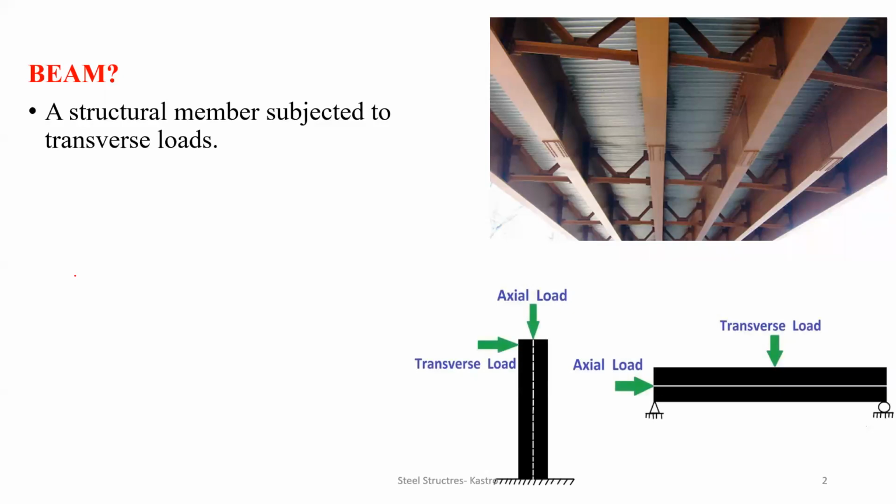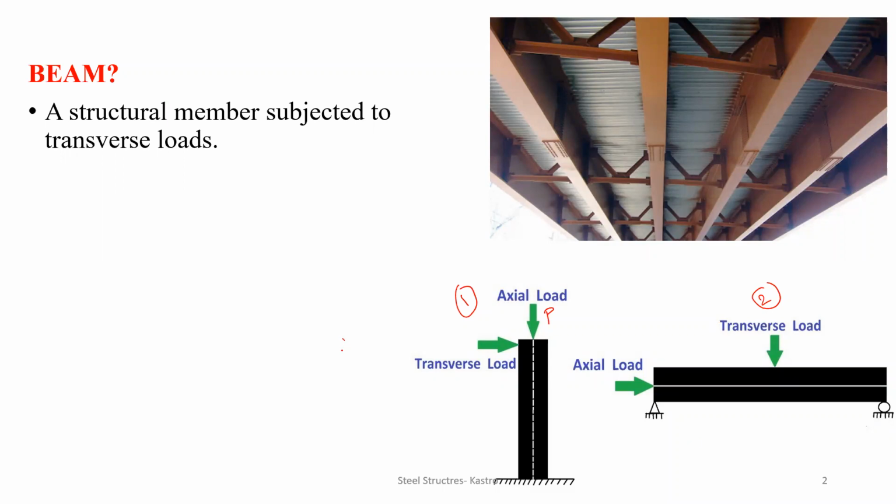You can see that very clearly in this figure. Consider this as figure 1 and this as figure 2. In figure 1, a column member is there, the thick one, and you have the neutral axis or the centroidal axis, represented by the dotted line. When a load P is passing through the centroidal axis or the center of gravity of the section, it is called an axial load. And the same load, when it comes onto the member perpendicular to the axis of the section, you can see in the second figure.